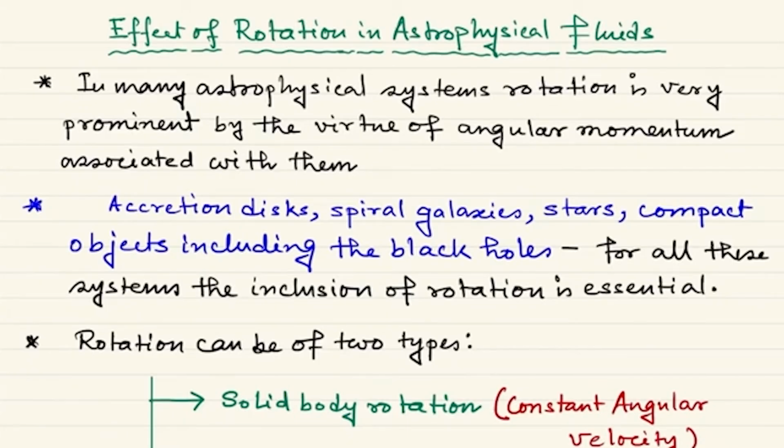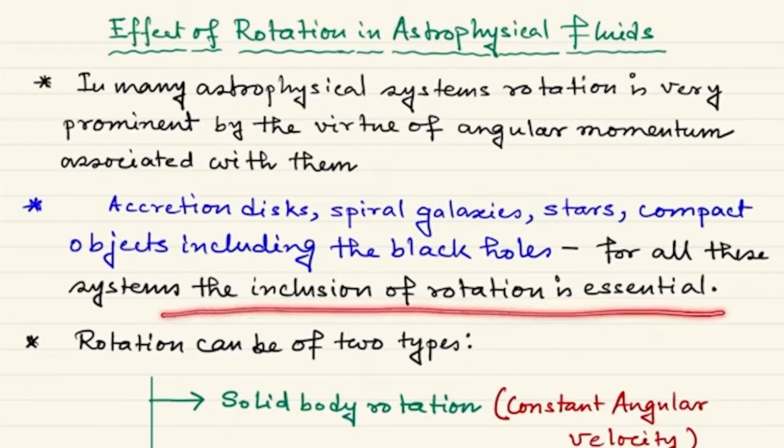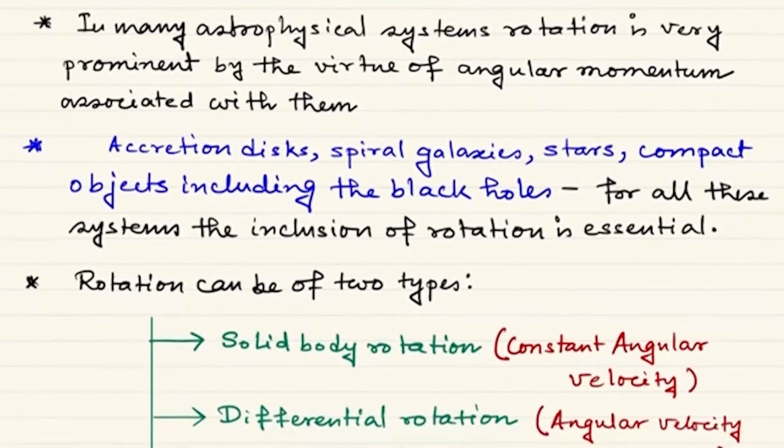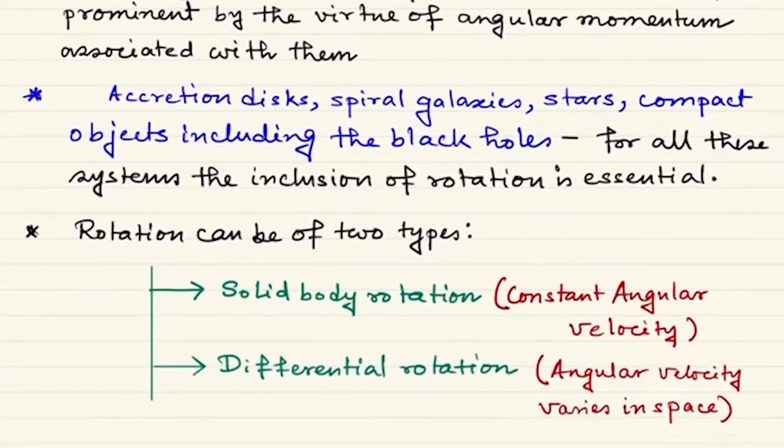For all these systems, the inclusion of rotation is essential. Of course, if the system is very massive, like compact objects and black holes, then we have to take the gravitational correction due to general relativity into account. But in the scope of this course, we will do something where we don't need to include the general relativistic effect, that is, the space-time curvature. We will do something where simple classical rotation is needed.